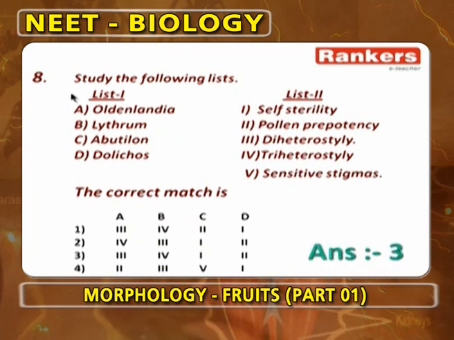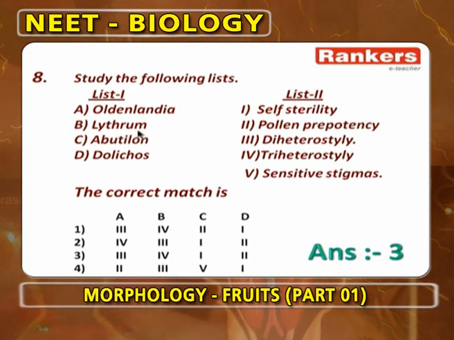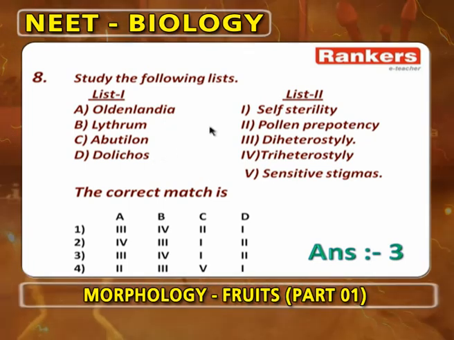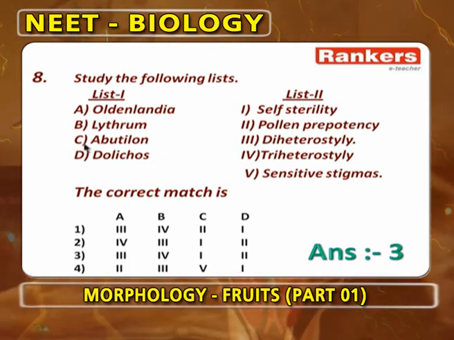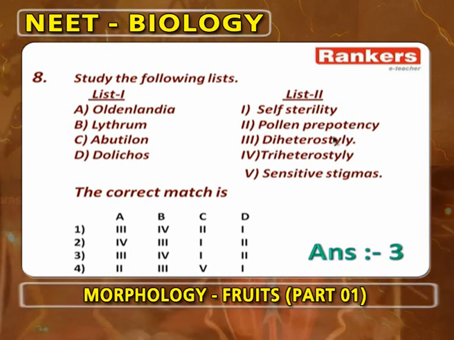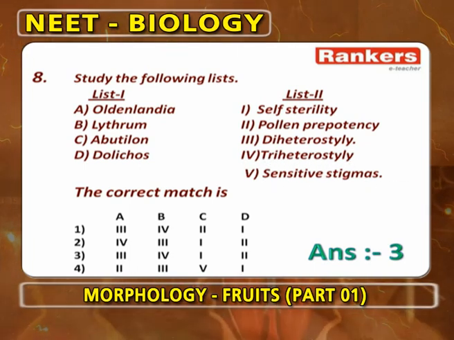Now this is a matching. Study the following list: Oldenlandia, Lythrum, Abutilon, Dolichos. This is regarding contrivances of cross pollination. List 2 is self-sterility, pollen prepotency, diheterostyle, triheterostyle, sensitive stigmas. The answer is 3. A is 3.